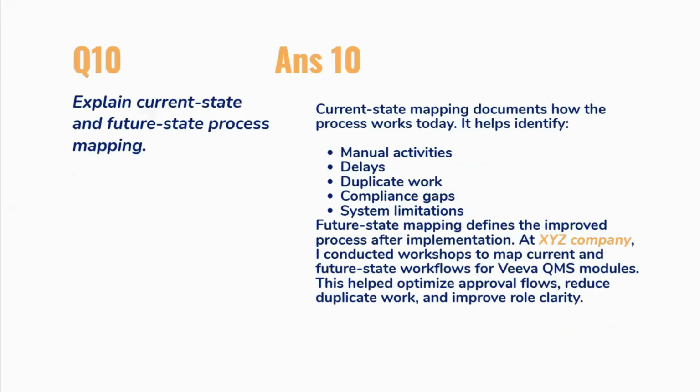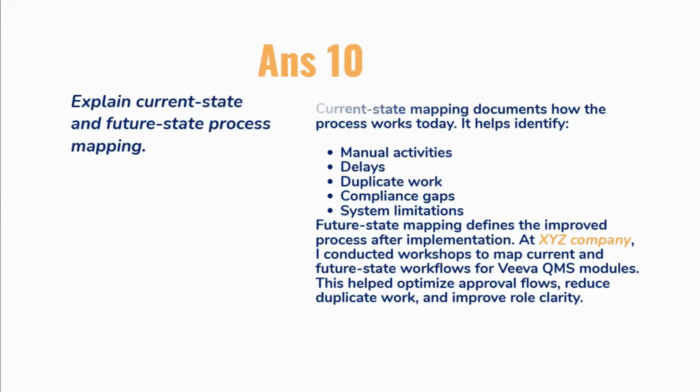Now, the last question for this set: explain current state and future state process mapping. So current state mapping documents how the process works today. It helps identify the manual activities, delay, duplicate work, compliance gap, and system limitation. Future state mapping defines the improved process after implementation. Let's say in your experience, you can mention that at XYZ company, you conducted a workshop to map current and future state workflow for the Viva QMS module. And this helped optimize the approval workflow, reduce duplicate work, and improve role clarity.